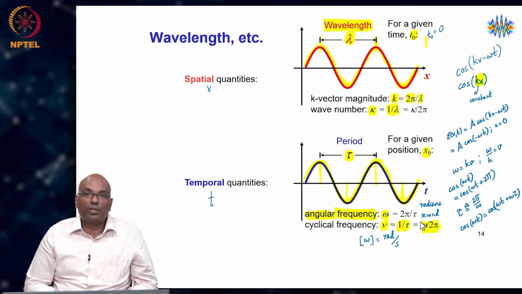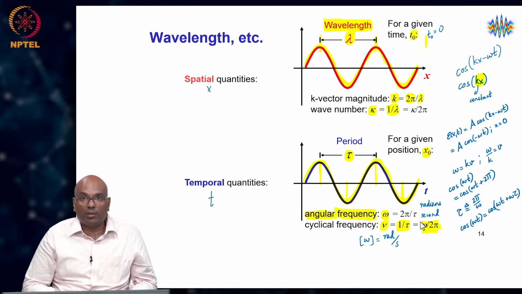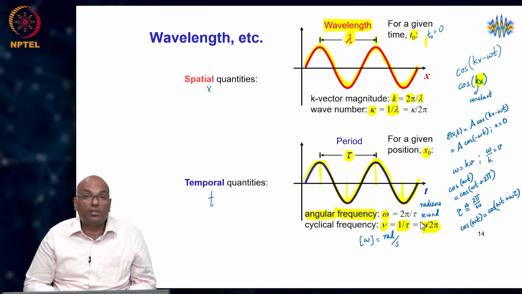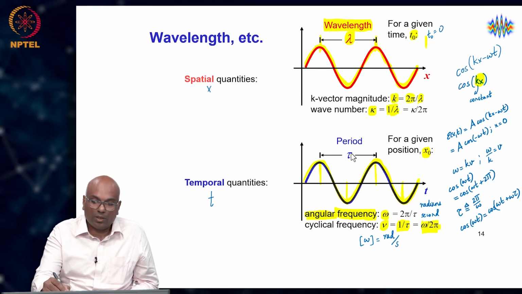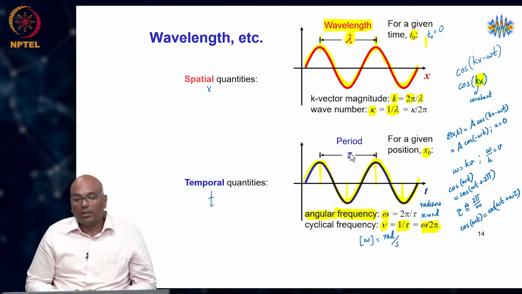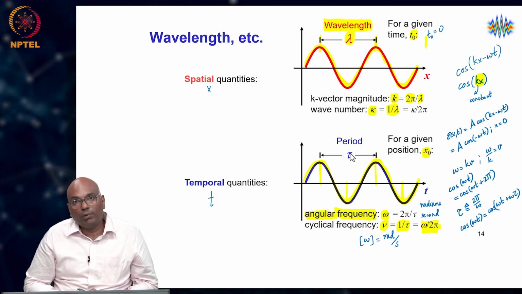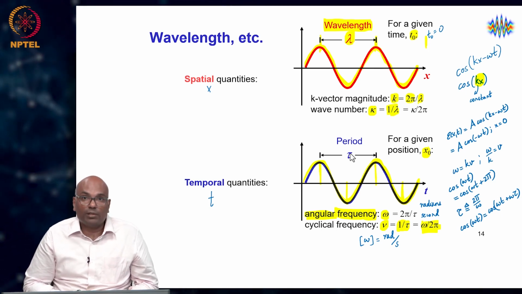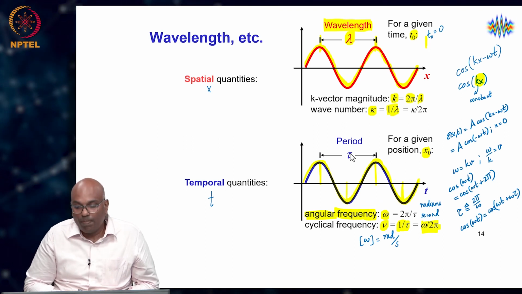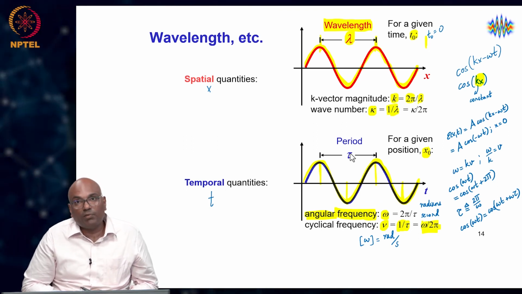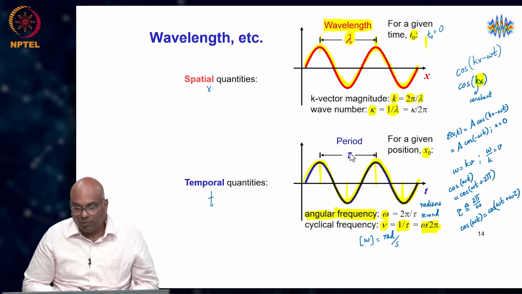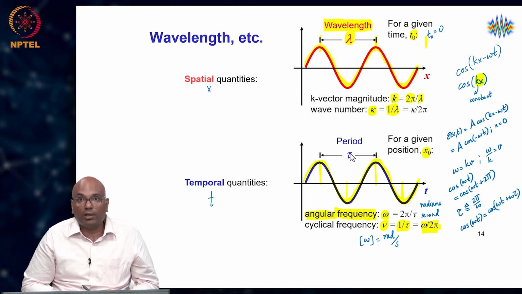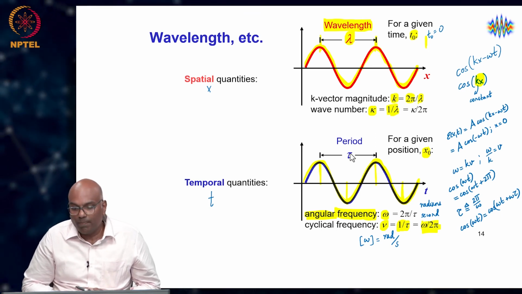Likewise, the temporal periodicity of the wave is captured in the temporal period or the time period of the wave, which we denote by the symbol tau here. And omega then is the angular frequency of this wave, defined by omega is equal to 2 pi divided by tau. The cyclical frequency, or simply the frequency or the temporal frequency of the wave, is nu, which is 1 over tau, and therefore omega and nu are related as nu is equal to omega by 2 pi.